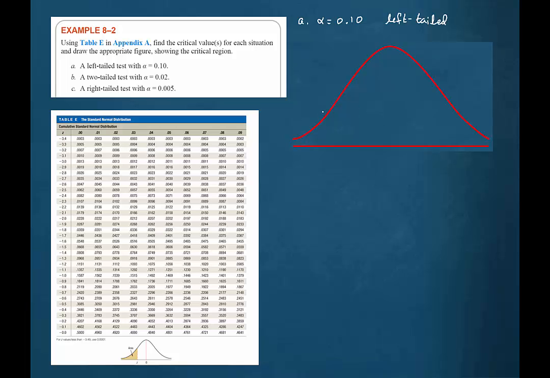A left-tailed test means that our rejection region is down here to the left. Our hypothesized parameter, or our assumed parameter, would be right here in the middle. It could be a test about a mean or a proportion, it doesn't matter. The z-value here would be 0. What I'm doing here is establishing a critical value, and that critical value will be a z-value. We'll call it the z-critical value.